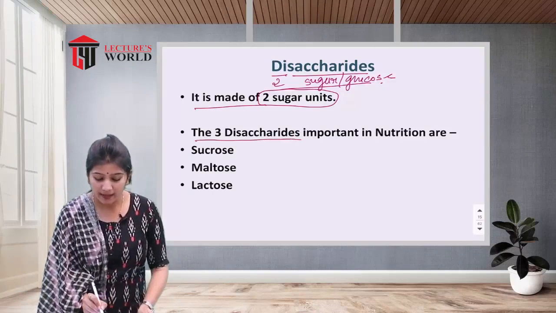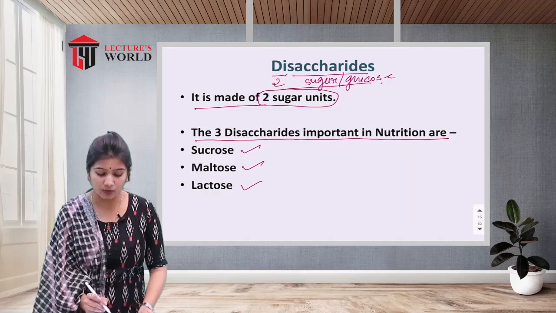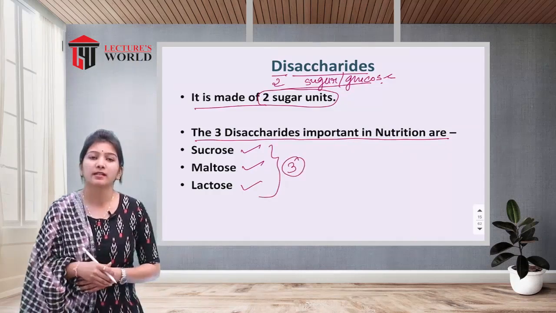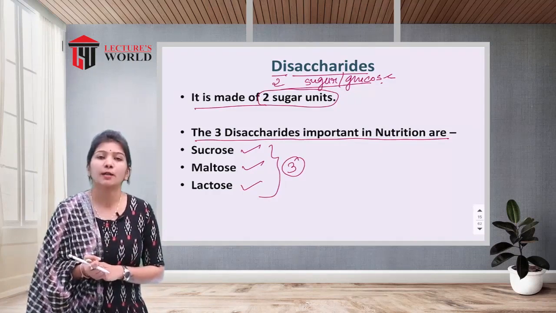The three disaccharides important in nutrition are sucrose, maltose and lactose. These three are the most important disaccharides in nutrition, or we can say in food. That is, sucrose, maltose and lactose.